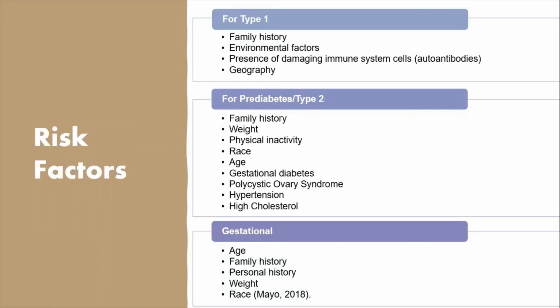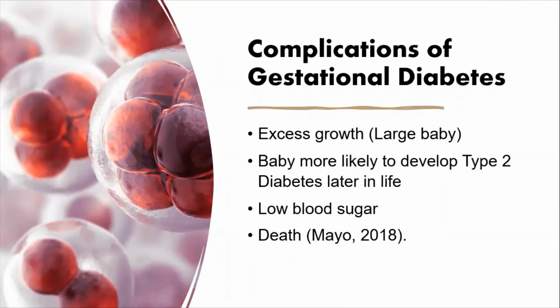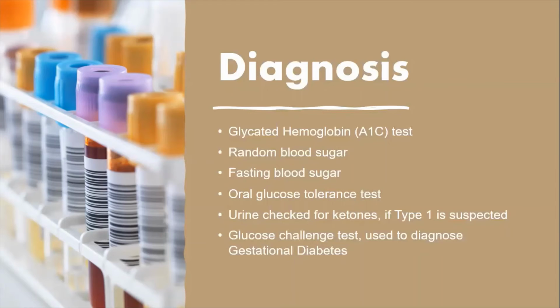Risk factors for gestational diabetes include age, family history, personal history, weight, and race. Complications of gestational diabetes can also include excess growth, resulting in a large baby, usually 9 pounds or more, the baby being more likely to develop type 2 diabetes later in life, low blood sugar, or death.